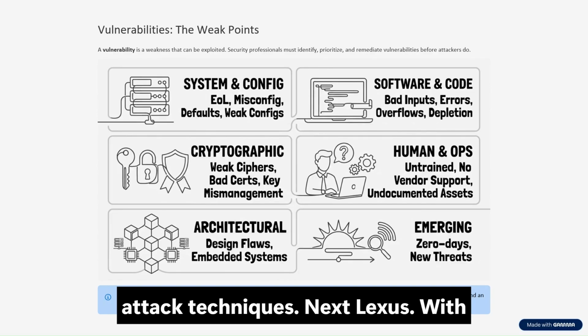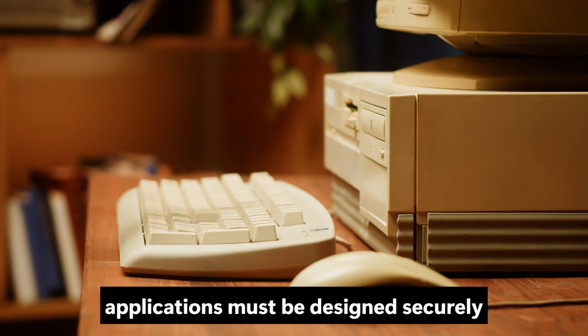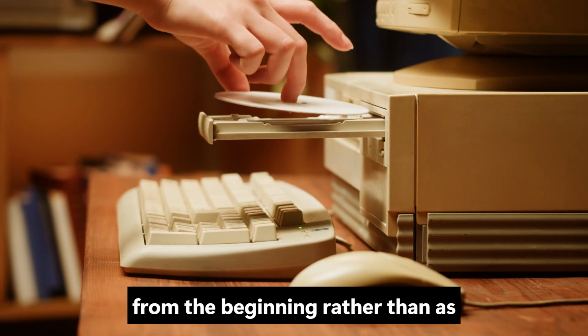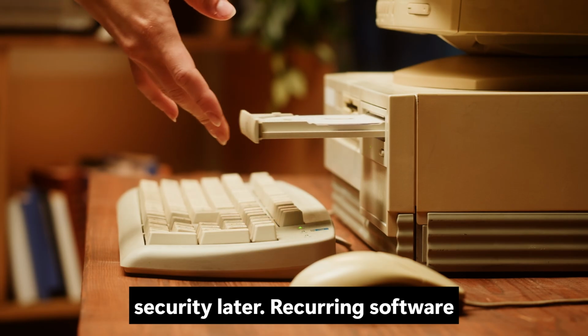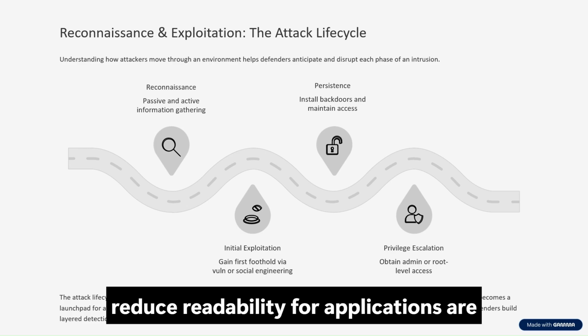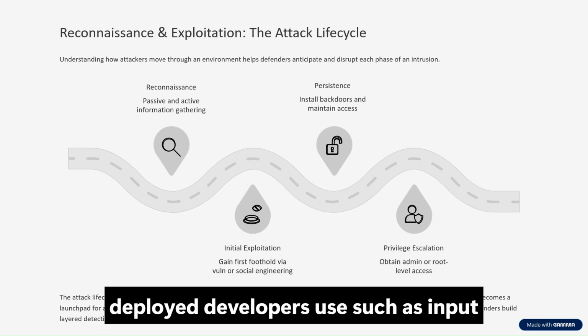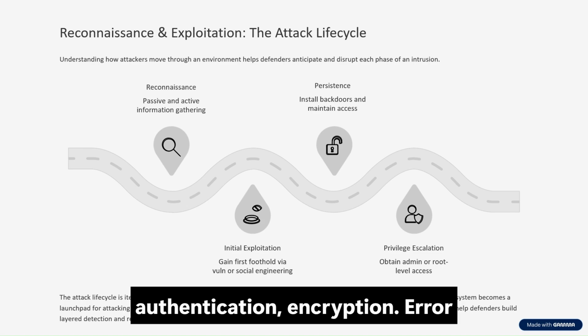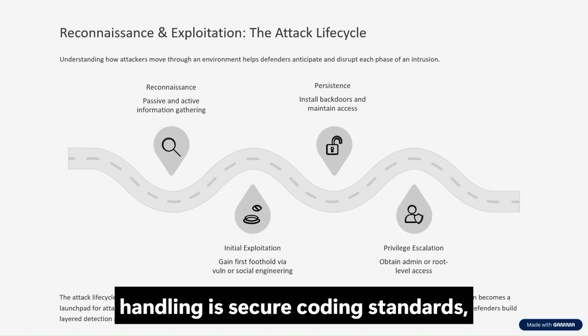Next, let's explore secure application architecture. Applications must be designed securely from the beginning rather than adding security later. Secure software development practices help reduce vulnerabilities before applications are deployed. Developers use practices such as input validation, secure authentication, encryption, error handling, and secure coding standards.